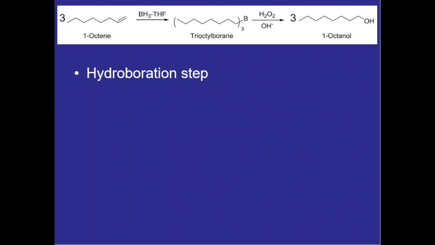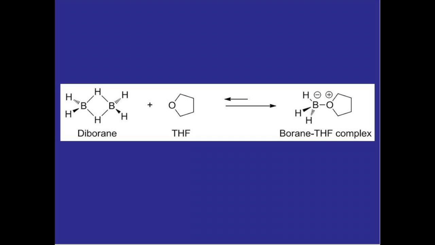Okay, here's a quick look at the hydroboration step. We're going to be using a BH3-THF complex. Borane as itself comes as a toxic colorless gas, actually called diborane, and when exposed to a Lewis base like tetrahydrofuran or THF, it forms a stable complex, and that's more easily and safely handled than just the diborane gas.